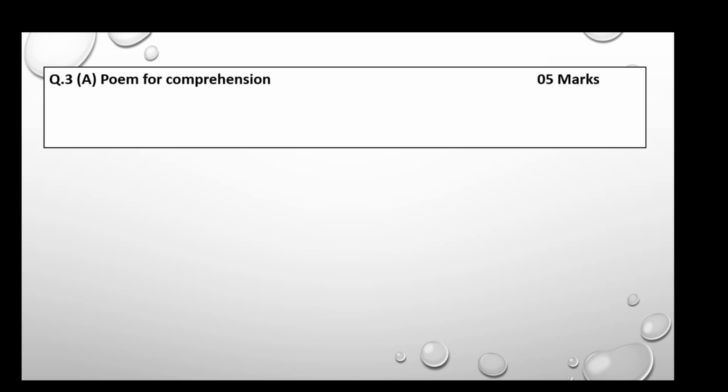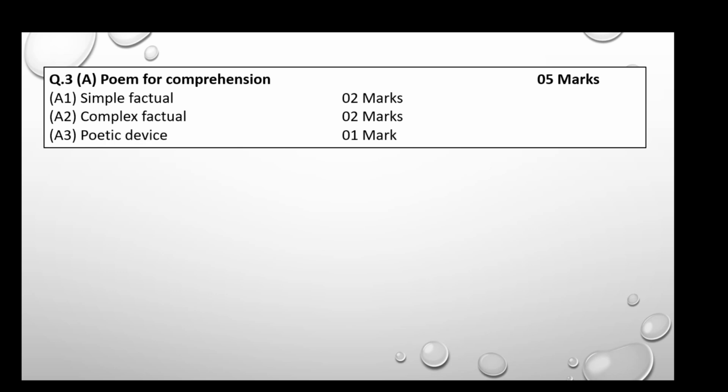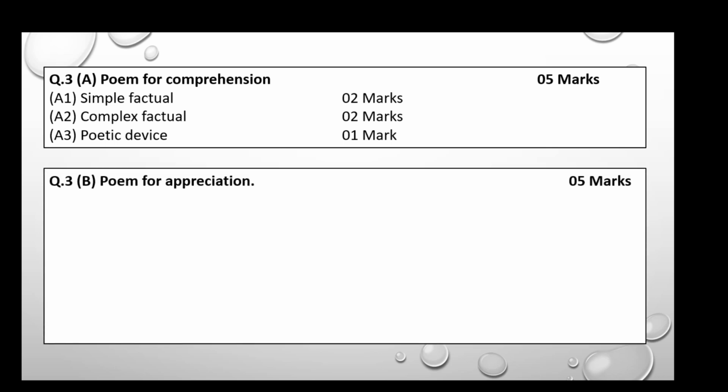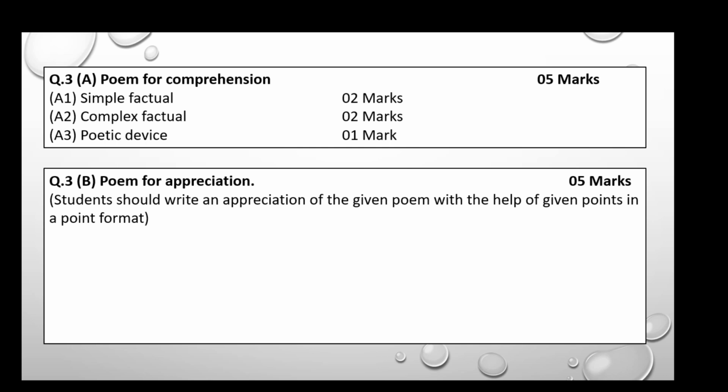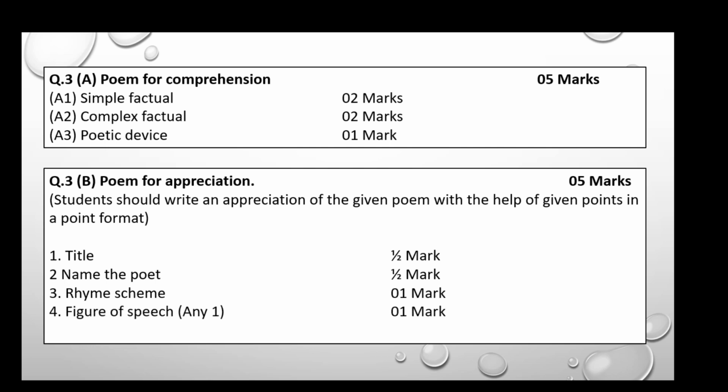Poem for comprehension for 5 marks, and in that, activities are simple factual for 2 marks, complex factual for 2 marks, and poetic device for 1 mark. Question number 3B, poem for appreciation. You should write an appreciation of the given poem with the help of given points: title for half mark, name of the poet half mark, rhyme scheme for 1 mark, figure of speech any one for 1 mark, and theme or the central idea at least 2 to 3 lines for 2 marks.